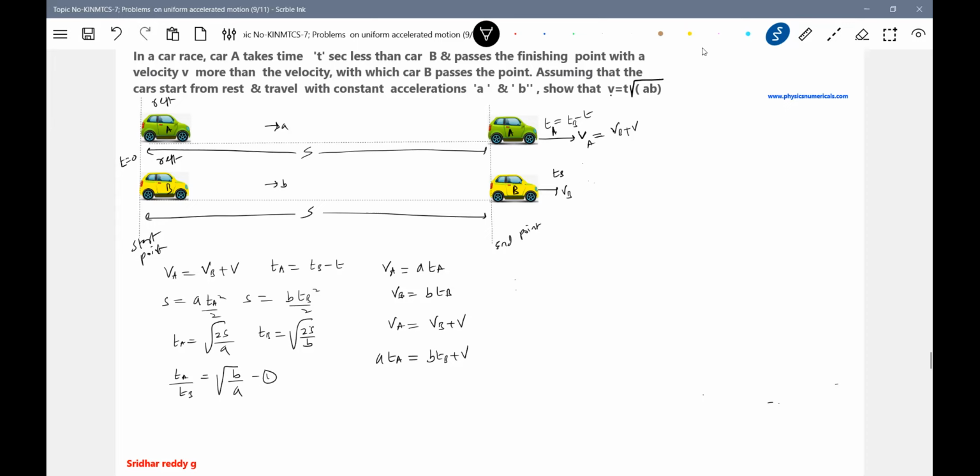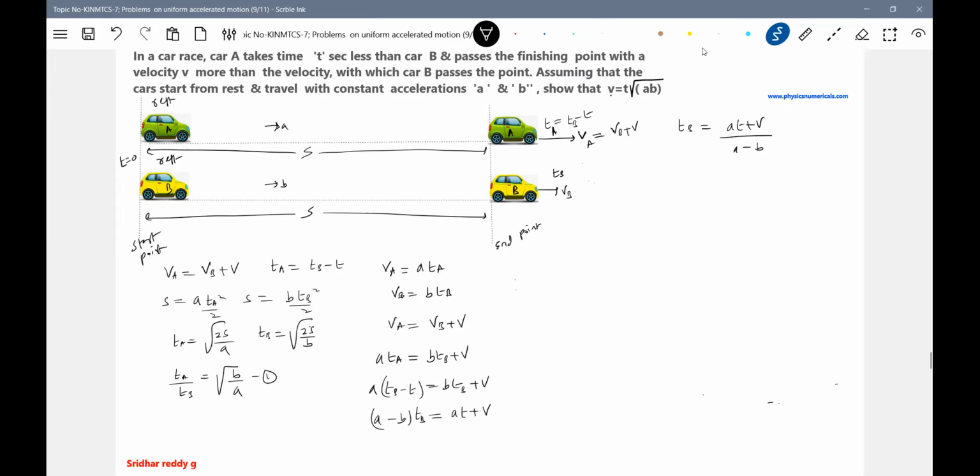So I do have now a set of equations. We will replace TA here. So TA will be TB minus T, equal to B TB plus V. So this will become A minus B TB is equal to AT plus V. So finally this TB is equal to AT plus V by A minus B. Okay, there's the value of TB.